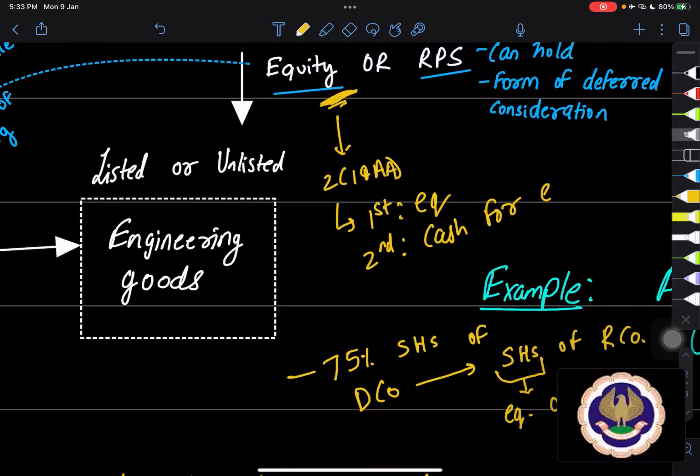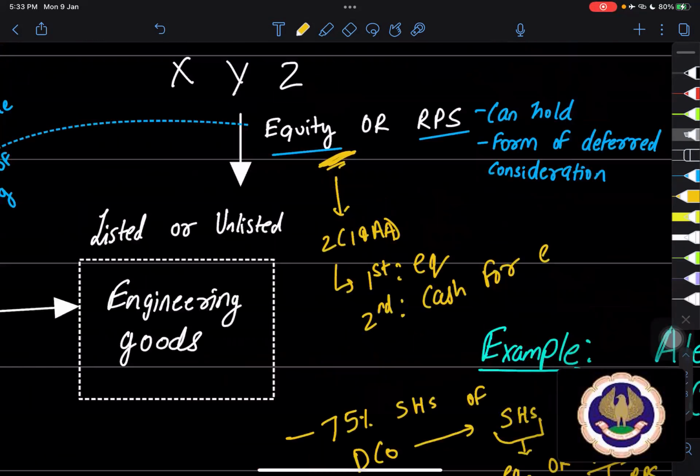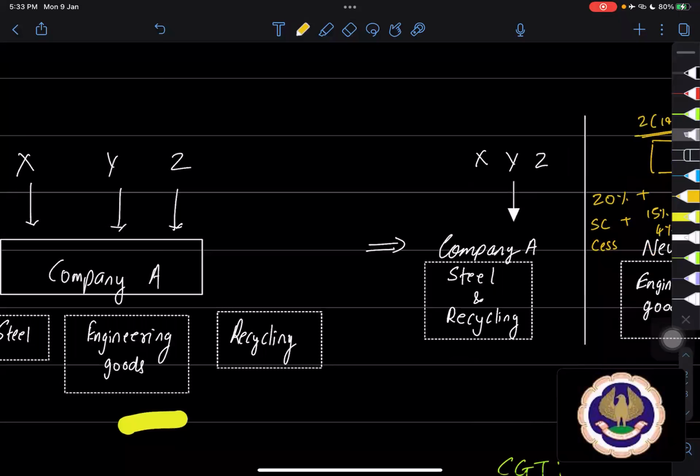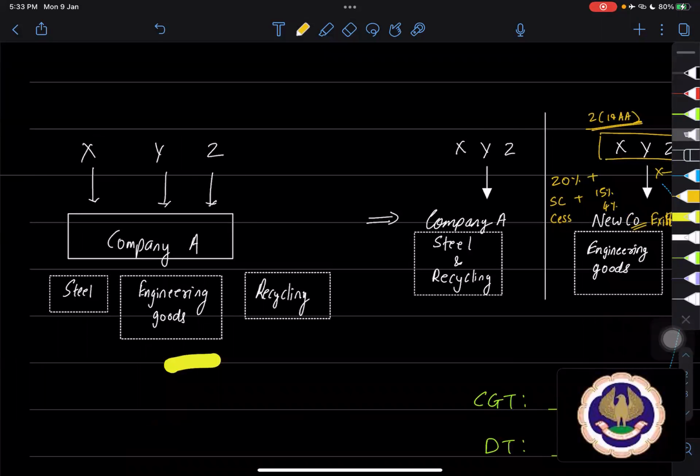So what happens is that in case I want to sell my undertaking, I have a company. Right? We are looking at company A. Now I have a company A, which has an engineering goods division.